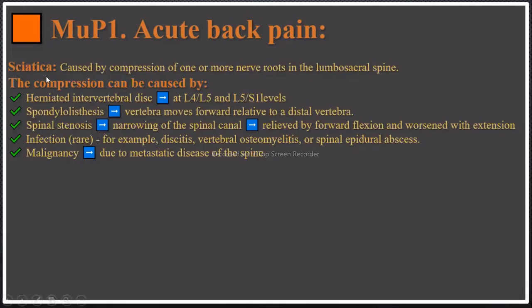So regarding sciatica, the compression can be caused by maybe a herniated intervertebral disc, whatever lumbar 4, lumbar 5, or lumbar 5, S1. So you have two levels. We are talking about low back pain. So lumbar 4, lumbar 5 means the disc between them. The herniated intervertebral disc, guys, will do compression on the spinal cord or impingement of the nerve roots.